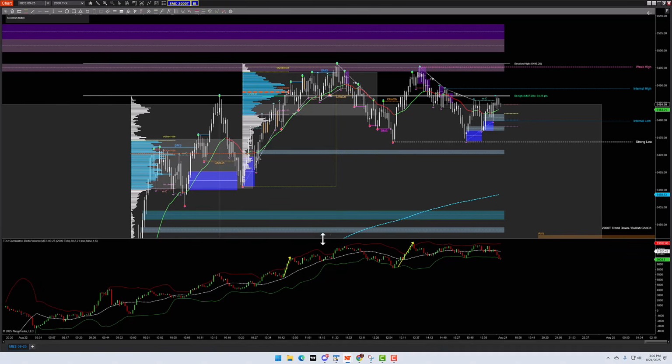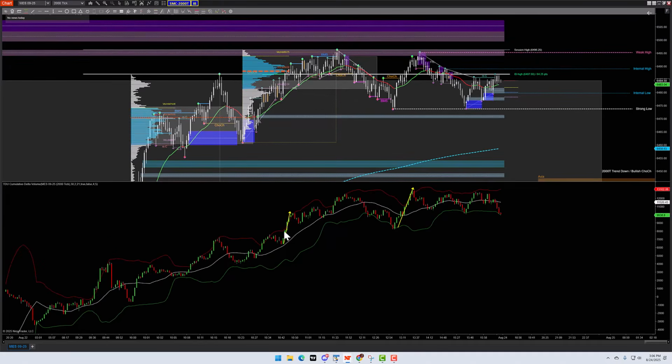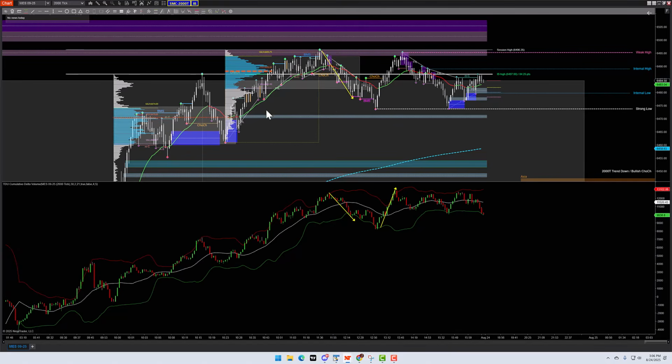If I push it up here, we could do the same thing coming the other direction. When we start to retrace here, we're doing the same thing. Where do we find discount? Now note here, it's the same thing happening down in the 2000 tick. I get a change of character.